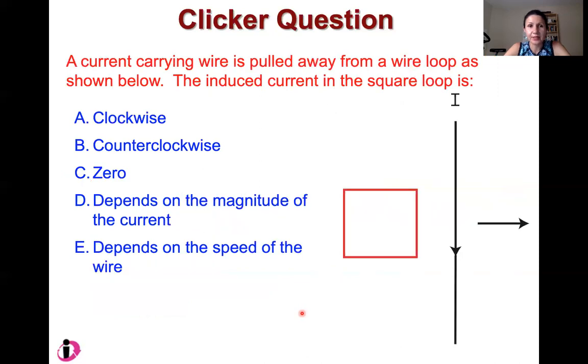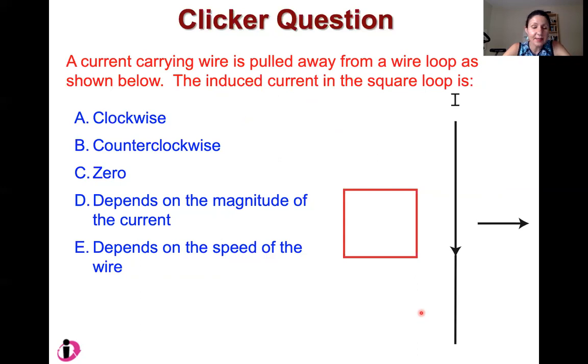All right. Now in this case, think about this. Here we have a wire which is carrying current, and the current is down. And now we take this wire and we pull it away from this loop. So this loop, let's say it's staying here in one place, and we take this wire and we move it away. Now the question is, what is the direction, if it's not 0, of the induced current in this loop?